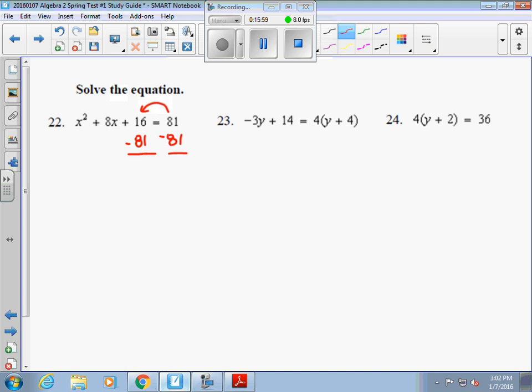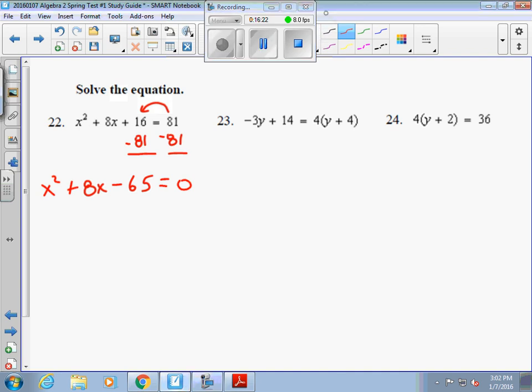So we need to borrow one. 11 minus 6 gives us 5. We had to borrow 1, so 7 minus 1 is 6. And since 81 was the higher absolute value, we'll keep the negative value, 65. On the right-hand side, it'll say equal to 0 now. The rest of it says x squared plus 8x minus 65 is equal to 0.